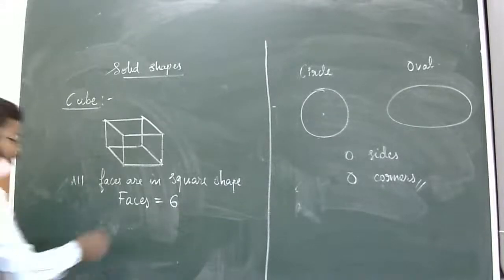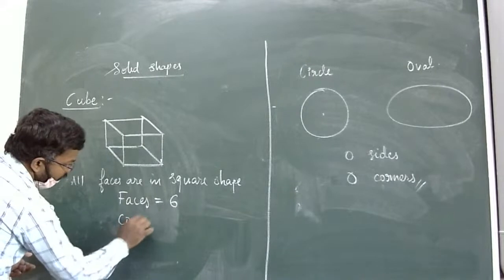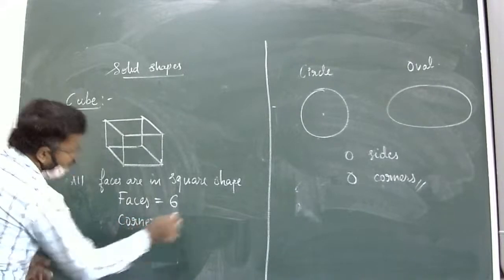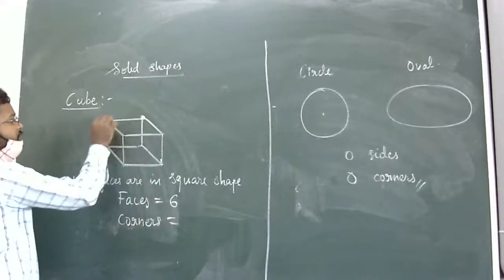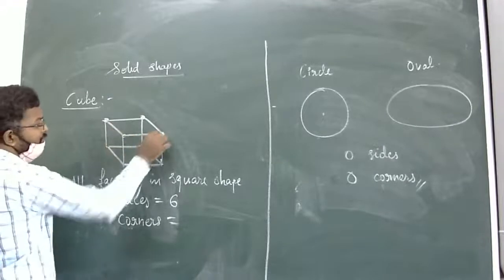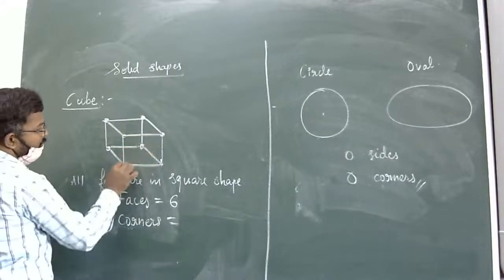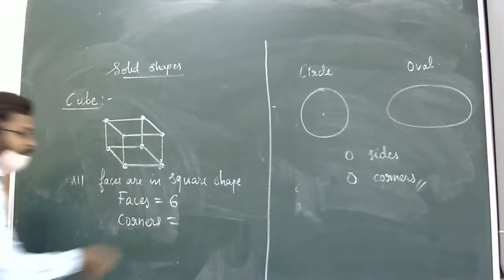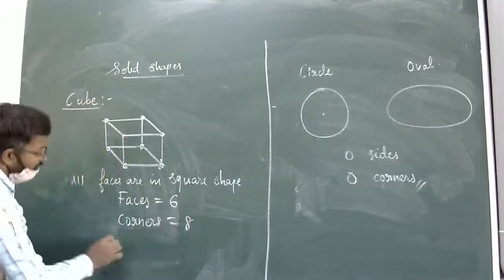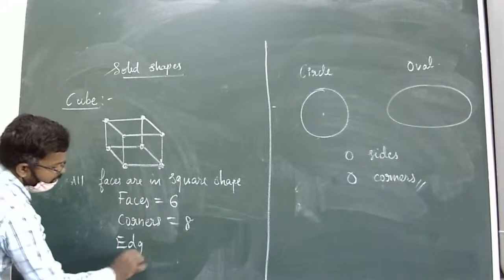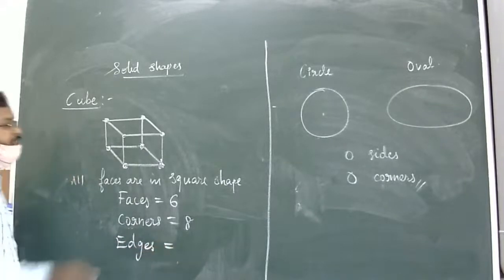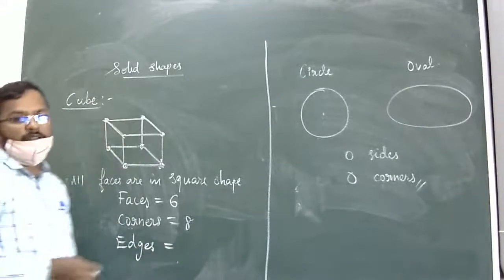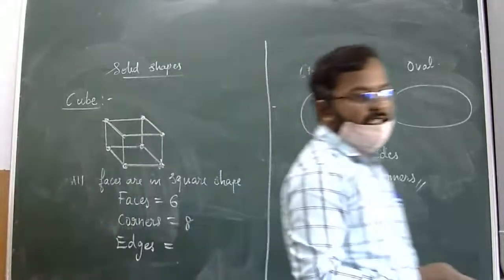And next you have to count corners. Corners means these are your corners. How many corners are there? 7, 8. Total how many corners are there? 8. 8 corners. And edges. How many edges are there? Edges means these lines. Count and tell me how many edges are there.